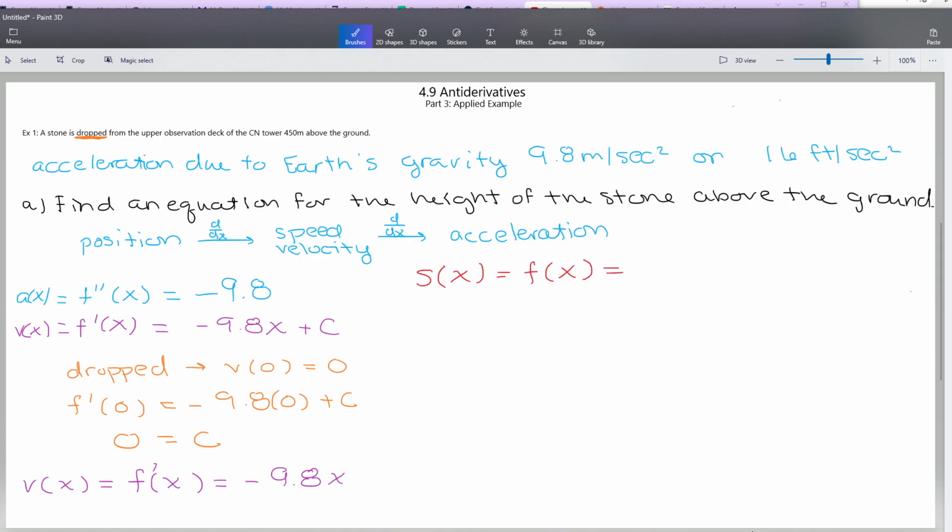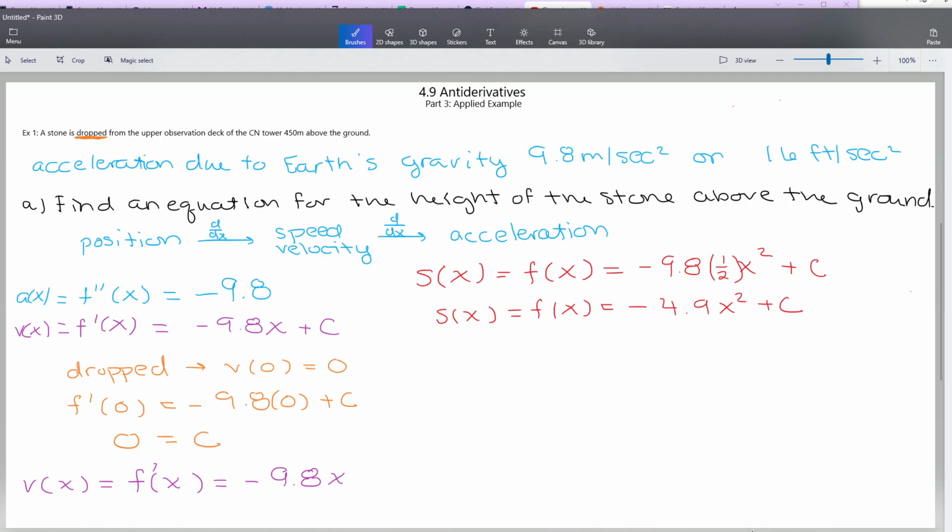So when I take the antiderivative of minus 9.8x, I'm going to get minus 9.8, and I know I'm going to have x squared, but I want to multiply by the reciprocal of that. And then I have my plus c. So my position function, which is my actual function f of x, is minus 4.9x squared plus c.